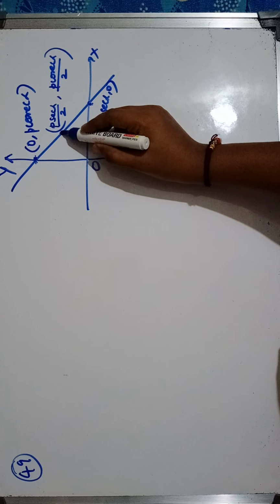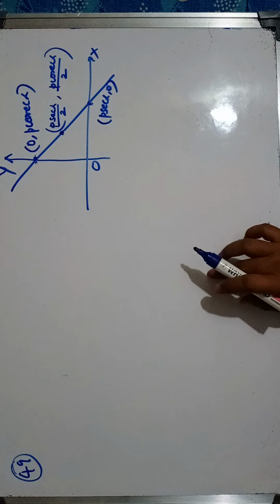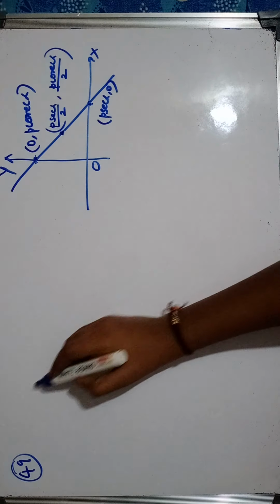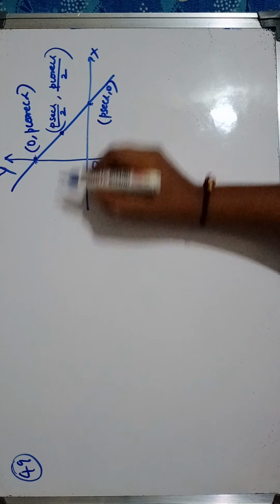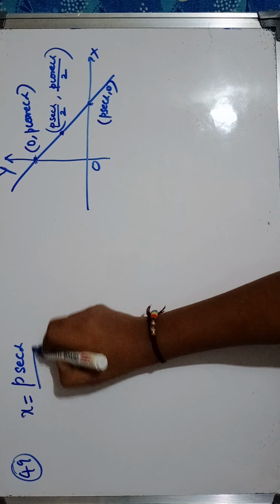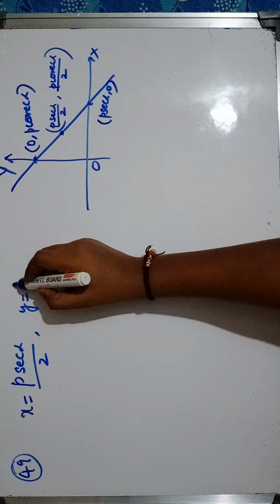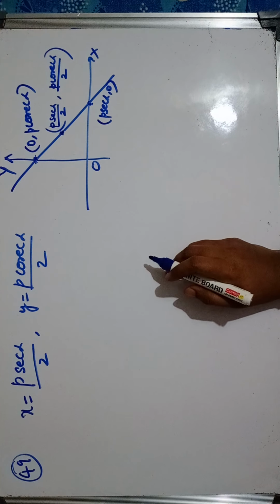Okay, so now we have to find the locus of this point. That means when this point moves, what equation or what curve we get, that we have to find out. Okay? So here, therefore the midpoint I will consider or assume as x comma y. So therefore x is equal to p secant alpha by 2 comma y is equal to p cosecant alpha by 2, right?